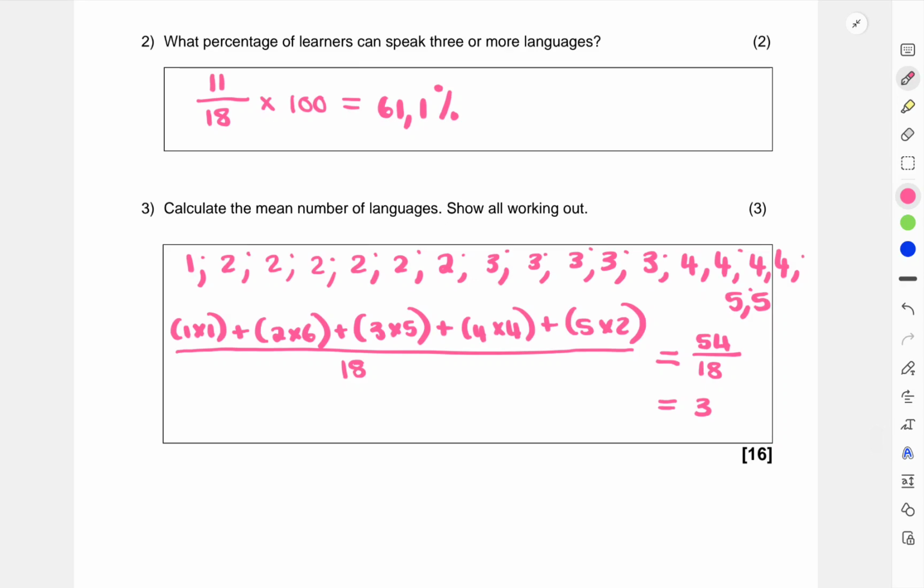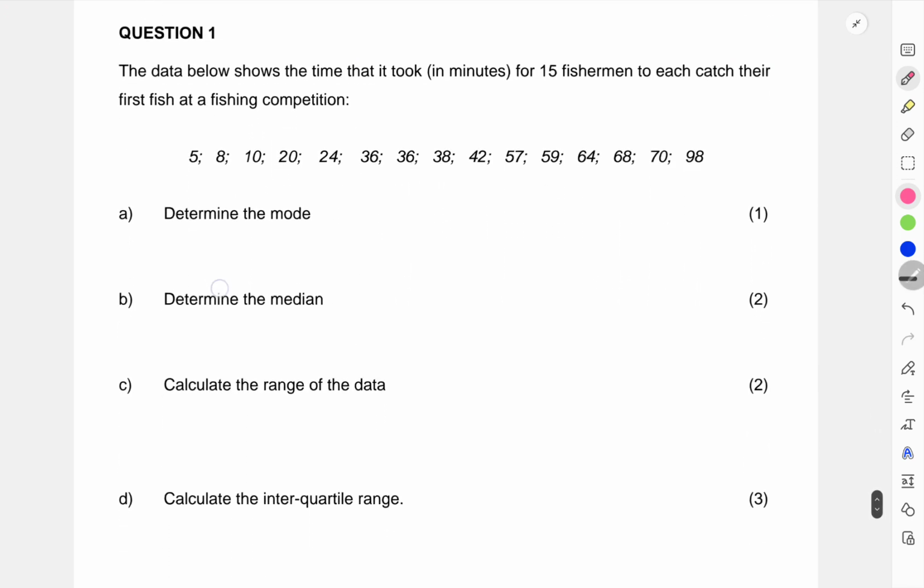Lots of students struggled with this. I remember in that exam they didn't really understand how to transfer the information from the bar graph onto calculating the mean. Okay, so I hope that makes sense, that you understand that now. All right, let's move on to another question.